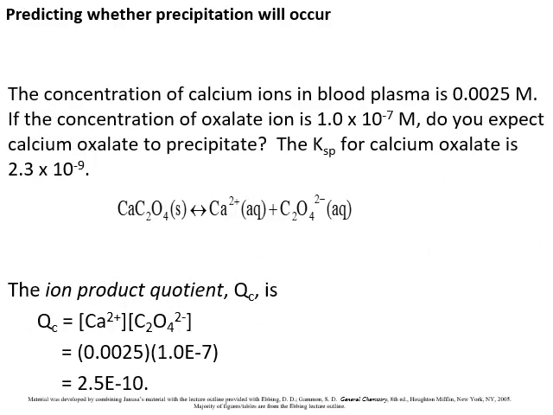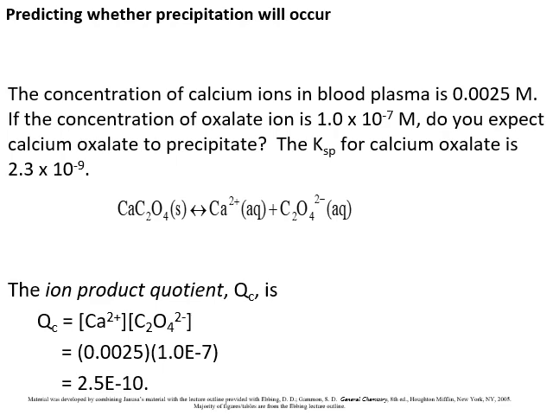So here's an example. In your blood plasma, you have, let's say, calcium oxalate. They're saying that we have a particular number for the concentration of calcium and for the oxalate ion. So would we expect calcium oxalate to precipitate? And they give us the KSP. The KSP for calcium oxalate is 2.3 times 10 to the minus 9th.